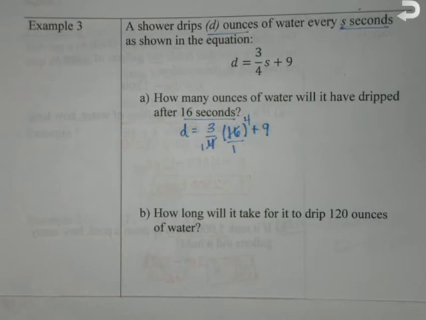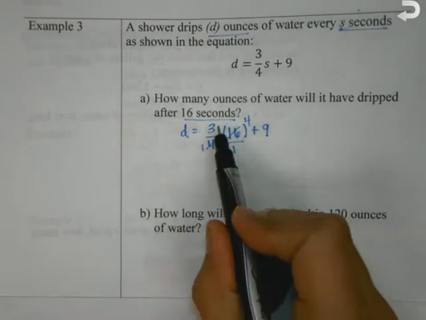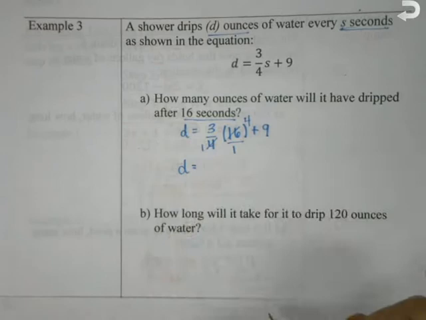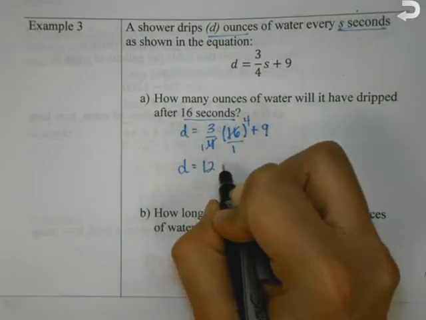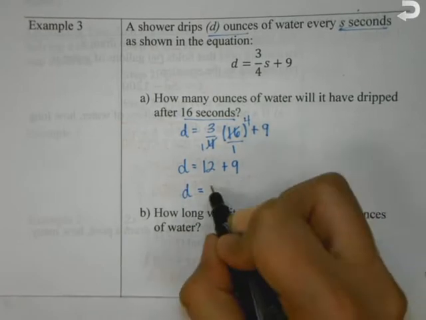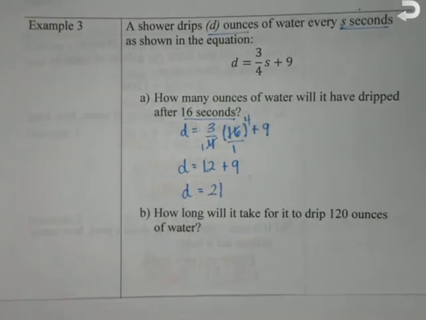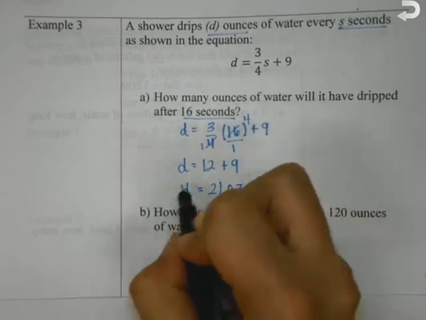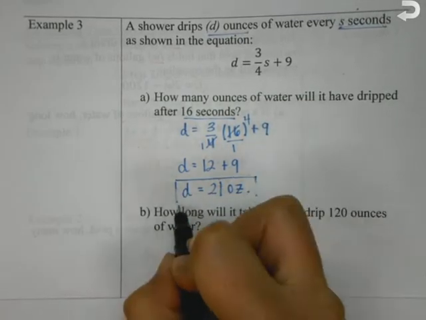Who's in 21? Matthew. So I have 3/1 times 4 plus 9. So that's going to give me D equals 12 plus 9. And everybody, what is 12 plus 9? 21. 21 what? Ounces. D is ounces. So we should have had 21 ounces as our answer.